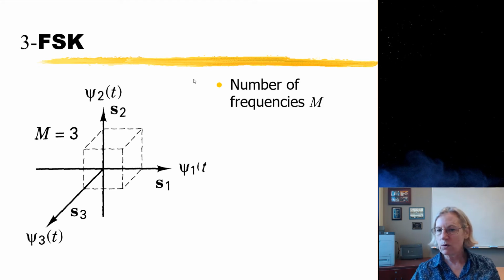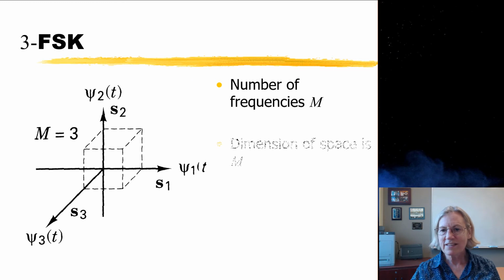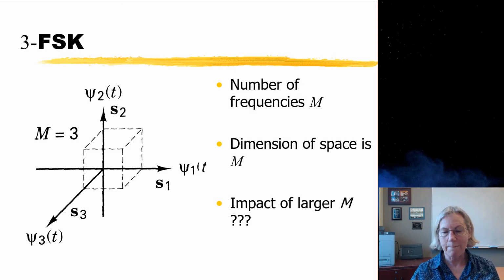So the number of frequencies is equal to the number of points in the constellation. The dimension of the space is M. And now I ask you the question, what is the impact of larger M? Well, in this case, when I add another point, I'm adding another basis vector. And the distance to the origin is always the same for all of them. And if I ask, what is the distance between each one of them? Well, they're like on the faces of a cube. And so the distance between S1 and S2 is the same as the distance between S2 and S3, which is the same as the distance between S1 and S3. And no matter how many more constellation points I add, this is always the case.